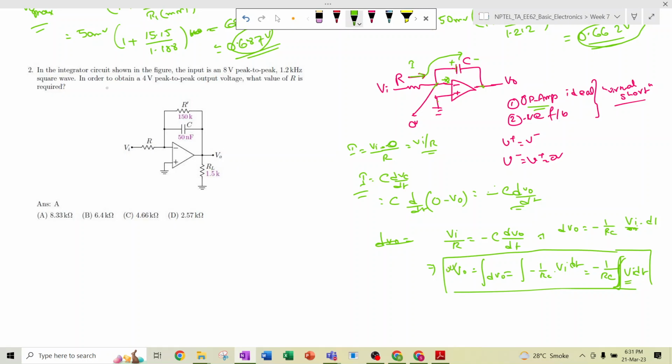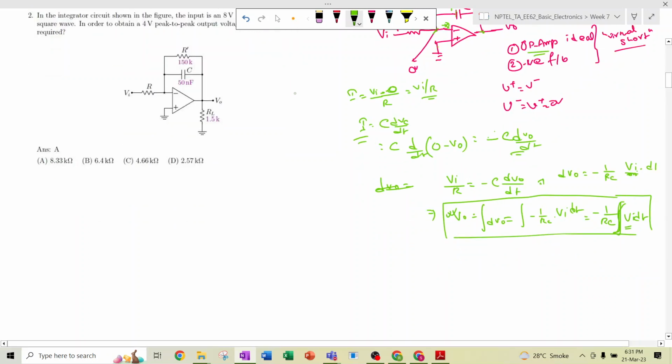This is the basic integrator circuit shown in the figure, and the input is an 8 volt peak to peak, 1.2 kilohertz square wave. In order to obtain a 4 volt peak to peak output voltage, what is the value of R? How will we solve this problem?